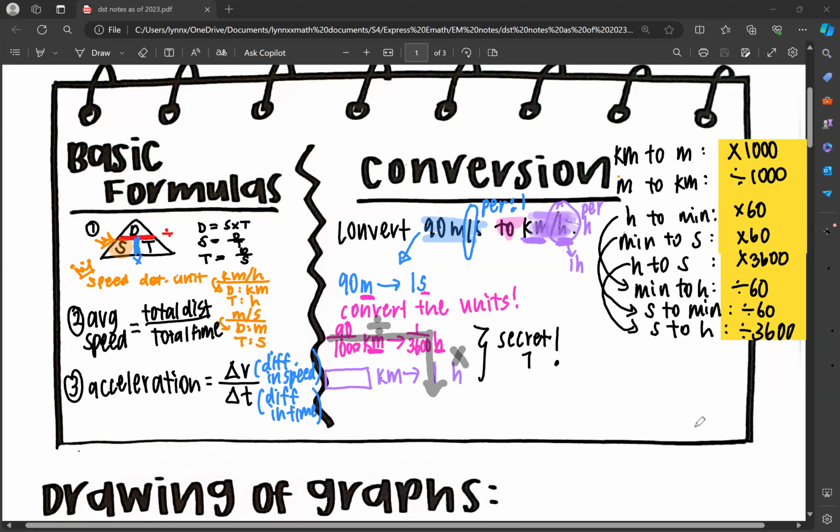How do we find a box? Means if you want to find out this answer right here, I will take 90 over 1000 divided by 1 over 3600 multiplied by 1. That will give me the answer. Understand? And what's the answer? 324. Good. Therefore, the answer will be 324 km per hour. The end.